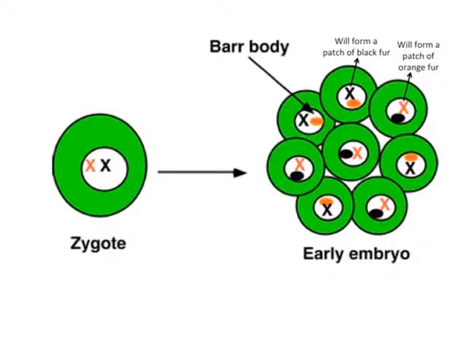The zygote is going to go through many mitotic divisions. And once those divisions are completed, one of those X's will be inactivated.